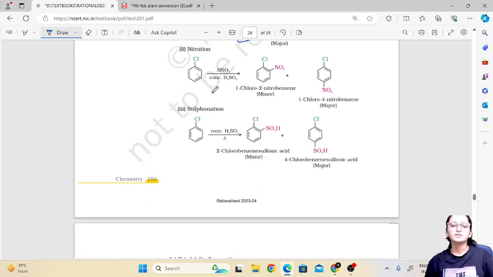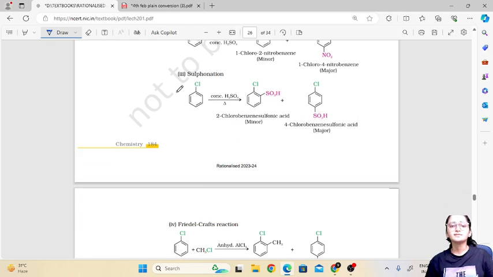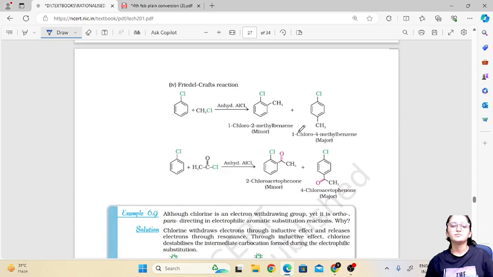Then nitration. In nitration we take the respective compound, here chlorobenzene, and add to it concentrated nitric and sulfuric acid. We get the nitro group attached at the ortho and para positions, and here also para is major. Then sulfonation: we add just sulfuric acid and heat it. We get the sulfonic group attached at the ortho and para positions, and in this also para is the major product.